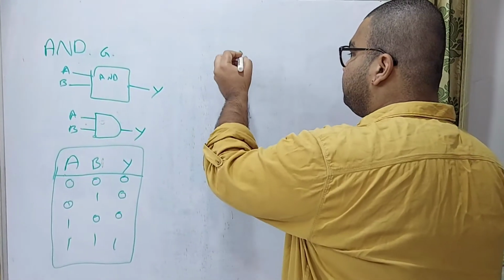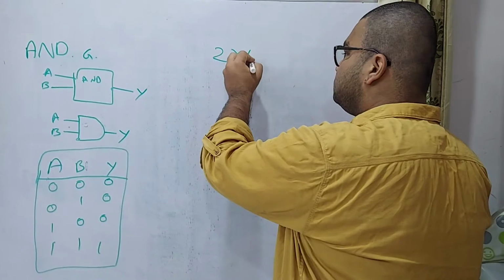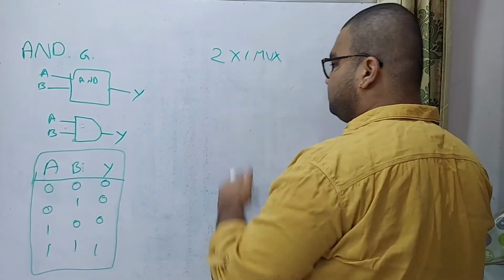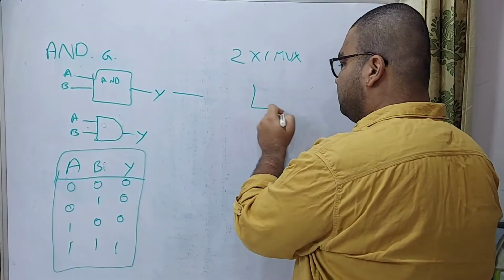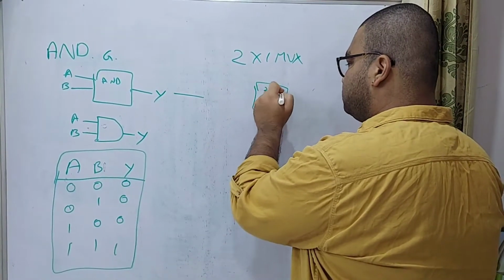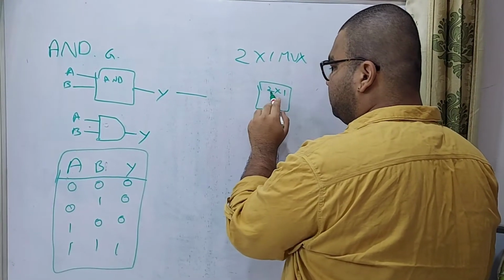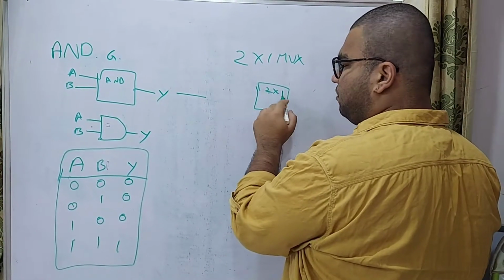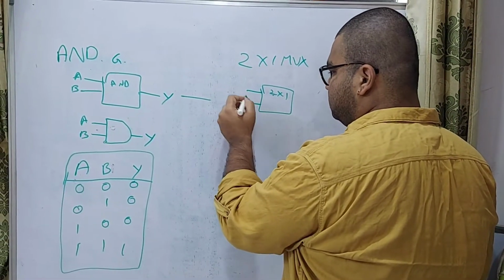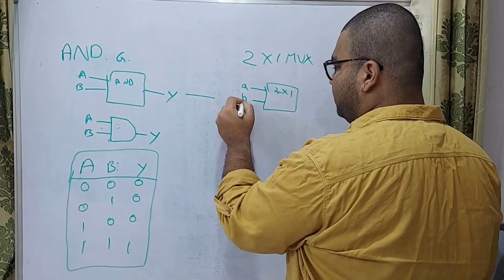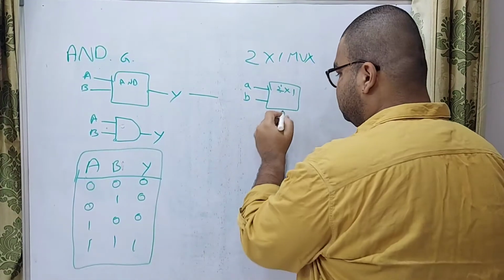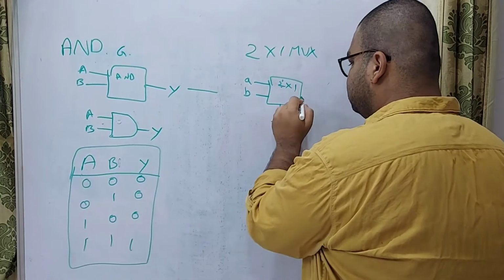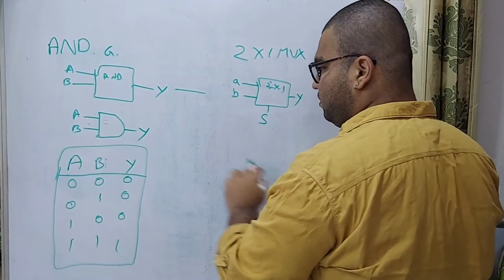Now I'm going to write for the 2 cross 1 MUX. We know the block diagram is the same as it is. So we have a block 2 cross 1, where this is the number of inputs, this is the number of outputs. I am indicating with small letters, and we know that 2 power 1, where 1 would be the number of select lines. So down would be S and this would be the Y.